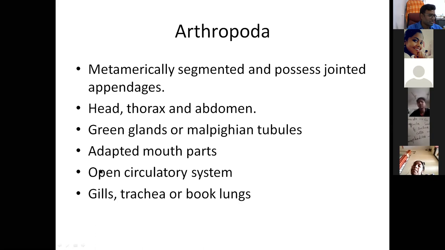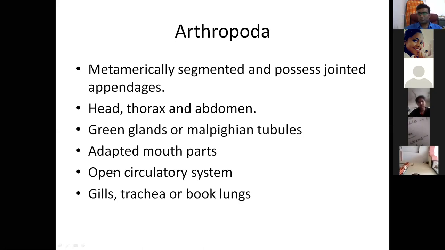And here you can see there is an open circulatory system. Previously in Annelida, there was a closed circulatory system. Even though arthropods are a higher phylum than Annelida, they have an open circulatory system. Honeybee has chewing and lapping type, correct. What do you mean by open circulatory system?